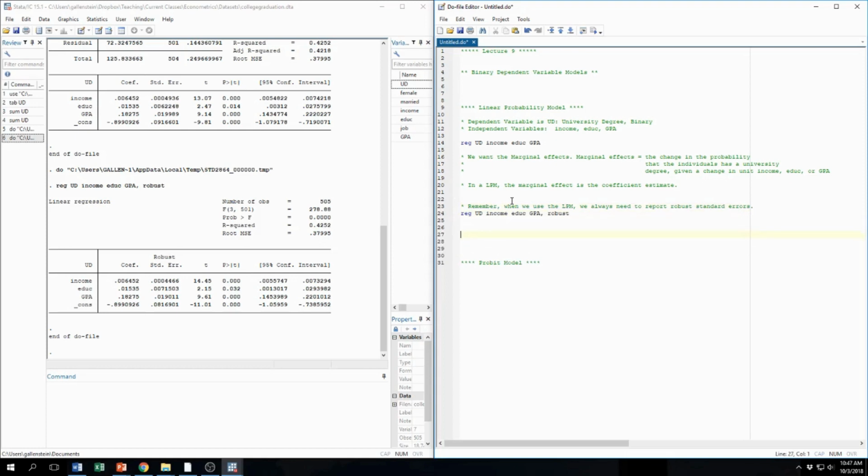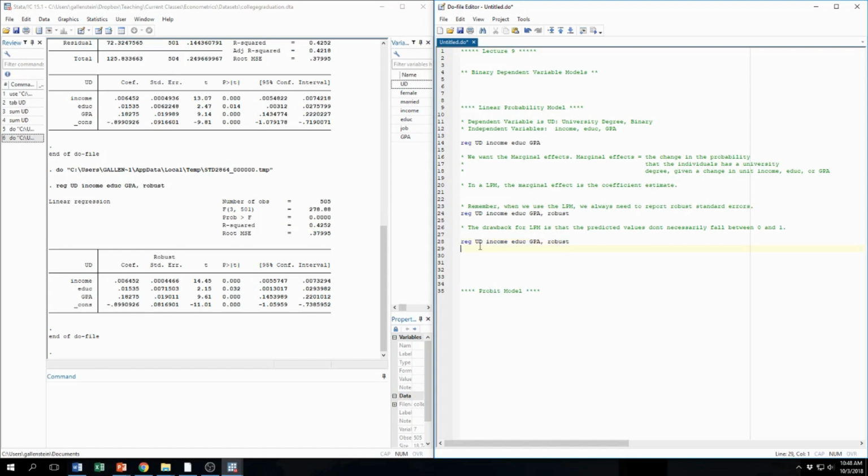All right, I mentioned before that the drawback for LPMs is that the predicted values don't necessarily fall between 0 and 1. That's the drawback. So let's generate some predicted values and take a look at what they look like.